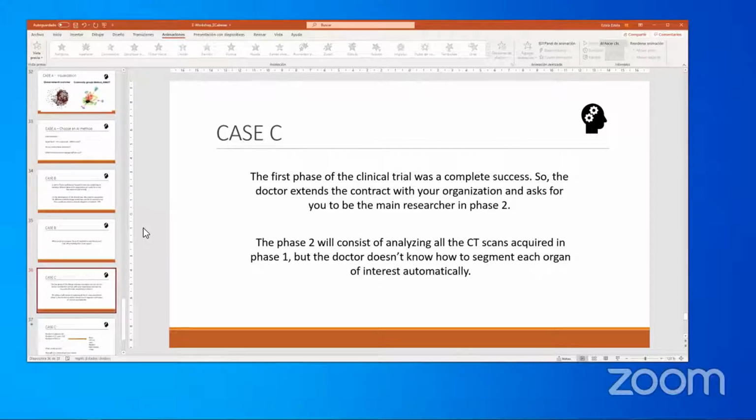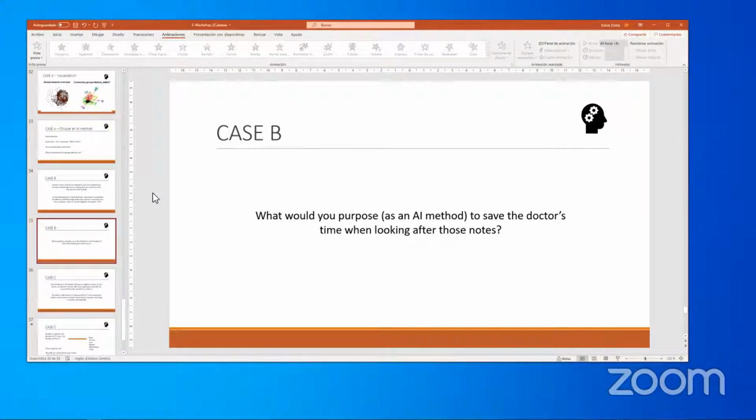So the doctor is really happy with your work, and the first phase of the clinical trial was a complete success. So now, sorry, before starting into case C, recurrent neural networks. Okay, so explain to me why you are choosing recurrent neural networks for this case B.